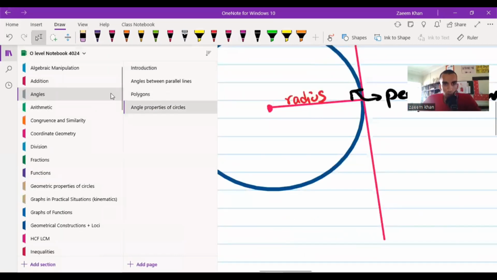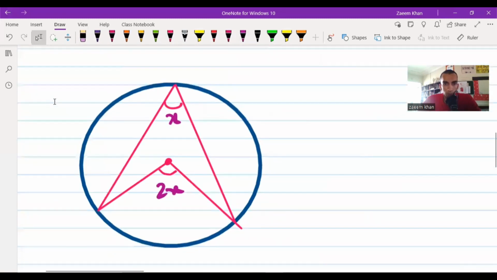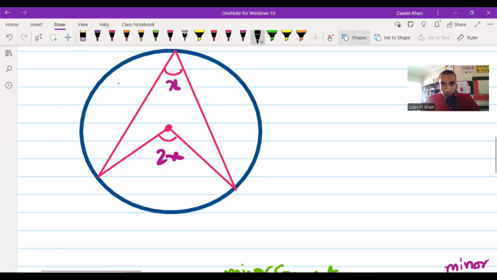Let's move on to the next one. What's the property? Angles in the same segments are equal. Nope. Oh, and it's twice the angle of the circumference. Well done.